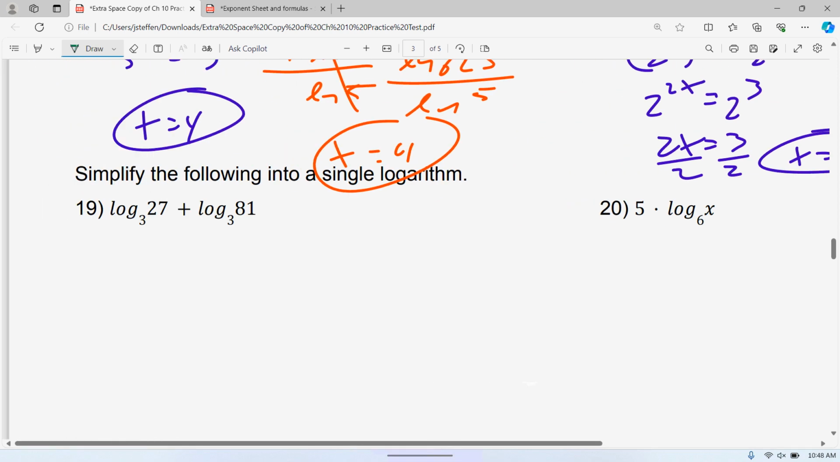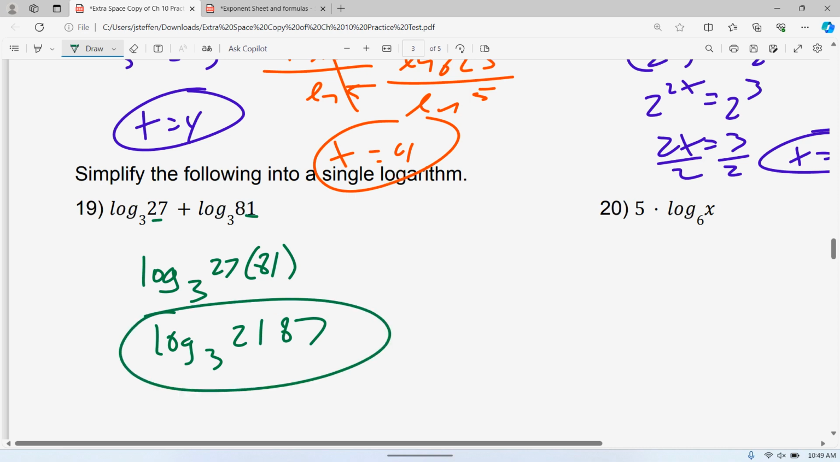So same as before, just as a single log. You're multiplying those, so it's going to be log base 3 of 27 times 81. 27 times 81 is 2187, so this is log base 3 of 2187. Now again, technically I think you'd solve this more, but we don't need you to. We're asking you to write it. You do not need to solve. We're not worried about that for this one.